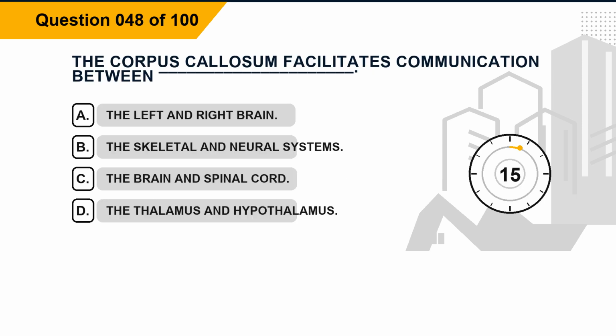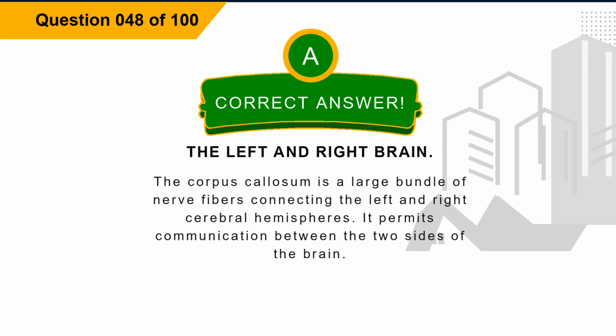Question 48. The corpus callosum facilitates communication between blank. Option A, the left and right brain. Option B, the skeletal and neural systems. Option C, the brain and spinal cord. Option D, the thalamus and hypothalamus. The correct answer is option A, the left and right brain. Explanation. The corpus callosum is a large bundle of nerve fibers connecting the left and right cerebral hemispheres. It permits communication between the two sides of the brain.